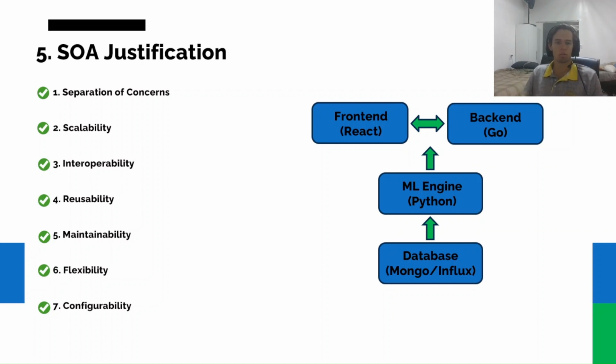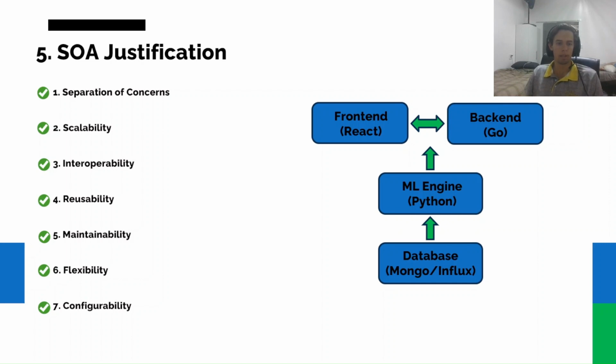If the system grows, we don't need to scale everything at once. We can scale only the service that's under pressure, like the machine learning engine when more aircraft are connected. Third, interoperability. This was key for us. SOA allows completely different technologies to talk to each other through well-defined interfaces. This is how we were able to connect Python for machine learning, Go for backend APIs, and React for the dashboard, all in one coherent system.